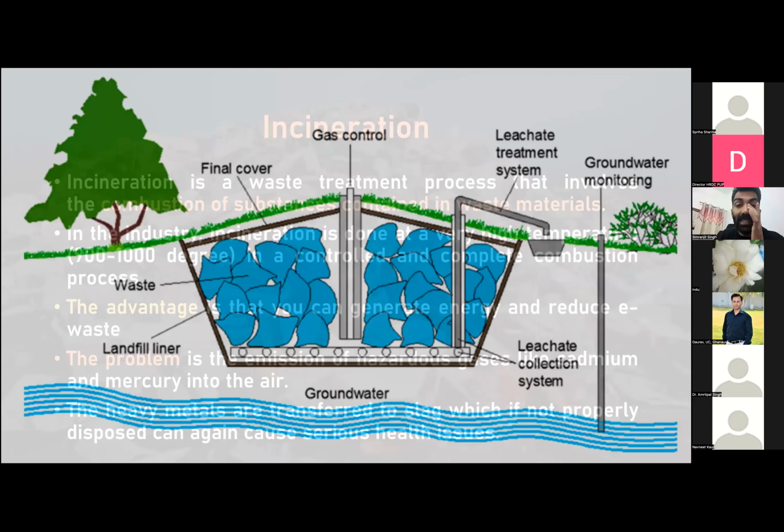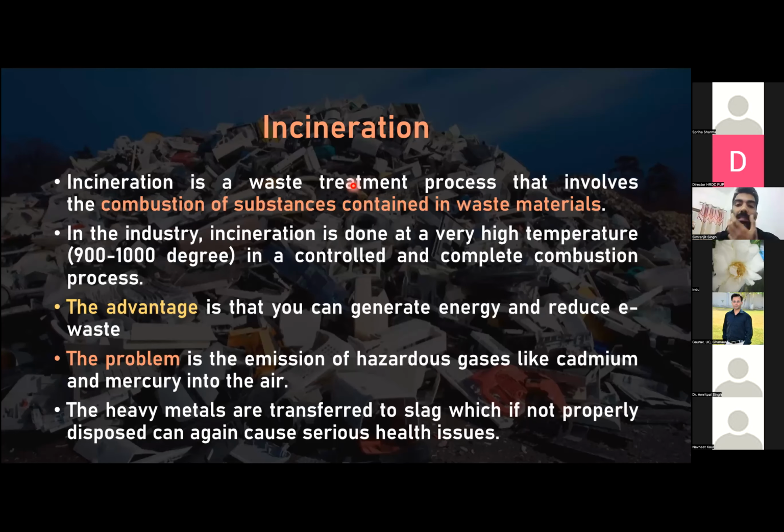Okay. Next is incineration. Now incineration is, in simple terms, burning of the e-waste. What is done in the industry is that incineration is done at a very high temperature, 900 to 1000 degrees, in a controlled and complete combustion process.